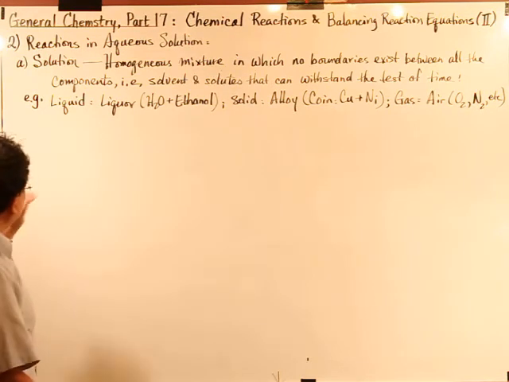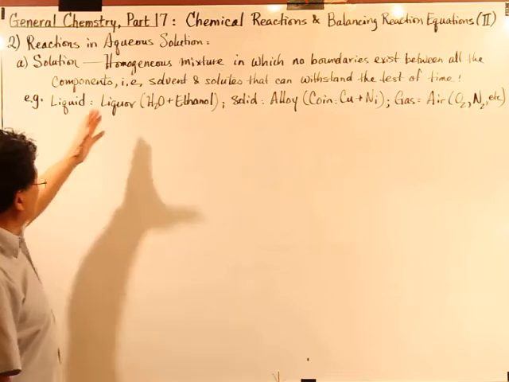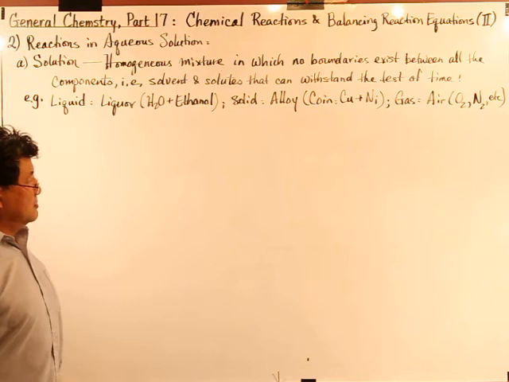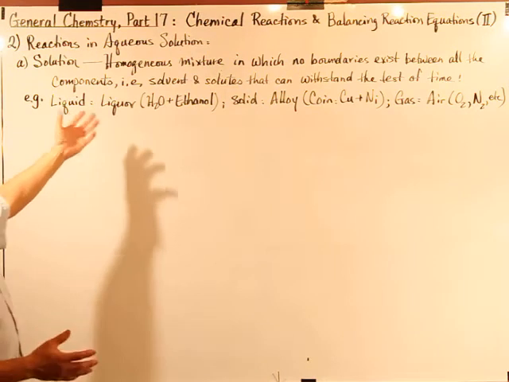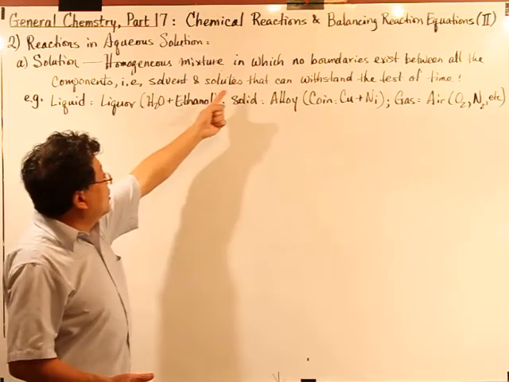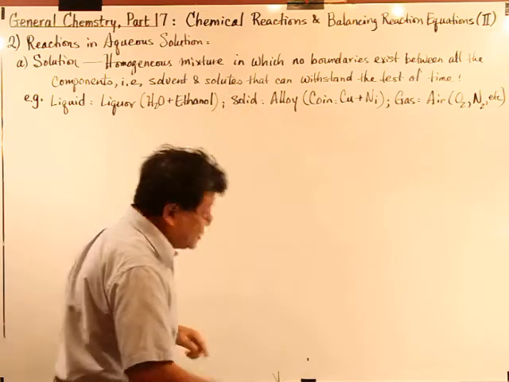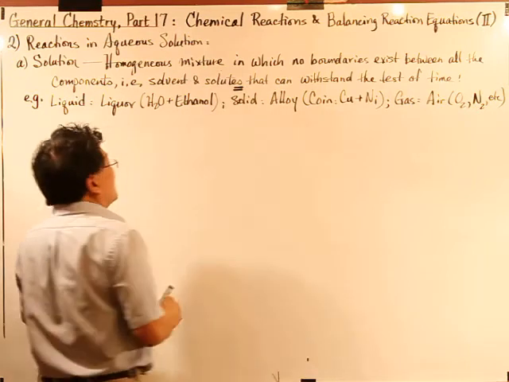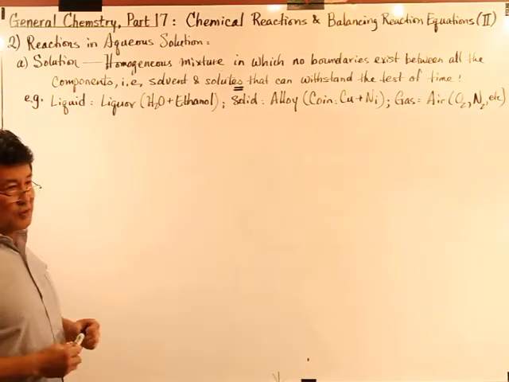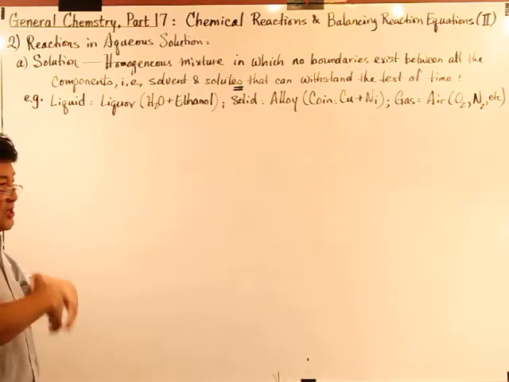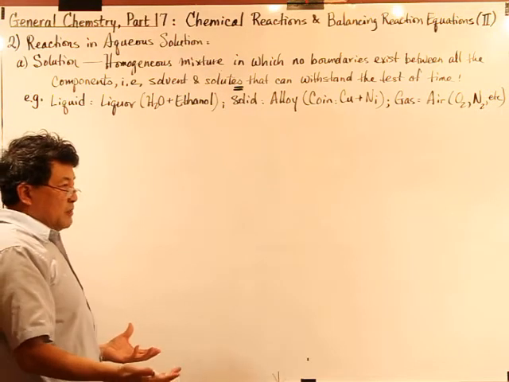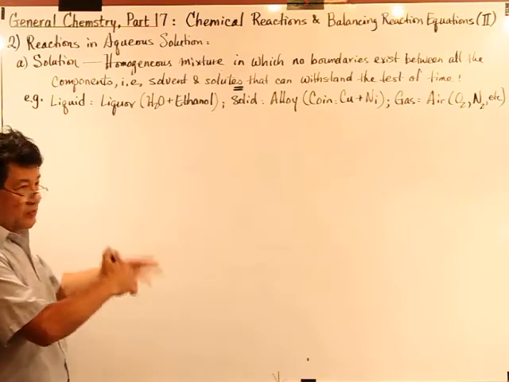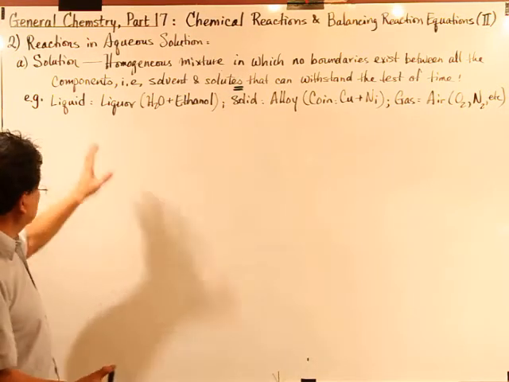So the aqueous solution, first we talk about solution. So what's solution? Solution is a homogeneous mixture in which no boundaries exist between all the components. This is the solvent and the solutes. Now the solutes, why solutes? Because you may have more than one solute, right? For instance, if you have table salt dissolved and dissociated into the water-based solvent, right? And we can talk about the definition for solvent and solute.